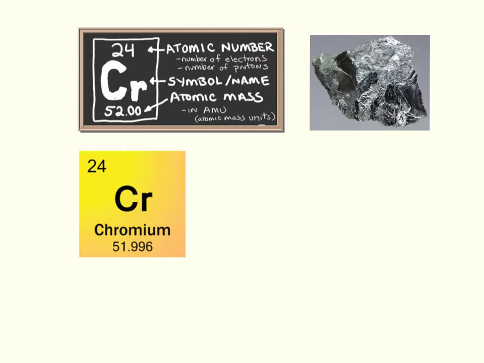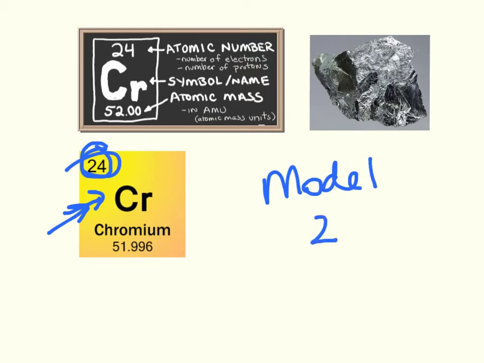So once I found chromium, it's going to be chromium here with 24 protons. How do I know that? I know that because when I look at the atomic number, that's how many protons each one has, and I know how many electrons and how many protons there have to be. So when I draw my model, I know there has to be 24 protons in the middle and 24 electrons on the outside.